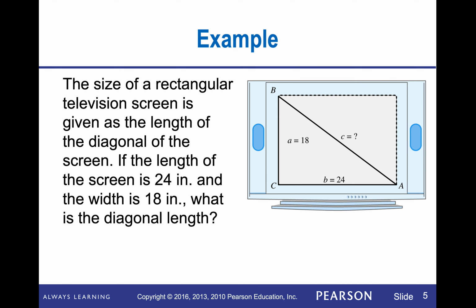Here's a real-life example where I'm going to have to utilize it given the diagonal of the screen. If I'm wanting to find the diagonal of the screen, that's my hypotenuse. So I'm going to plug into the Pythagorean theorem and get 30 inches out. Make sure that you stress with your students to put units on these as you work them if units are given.